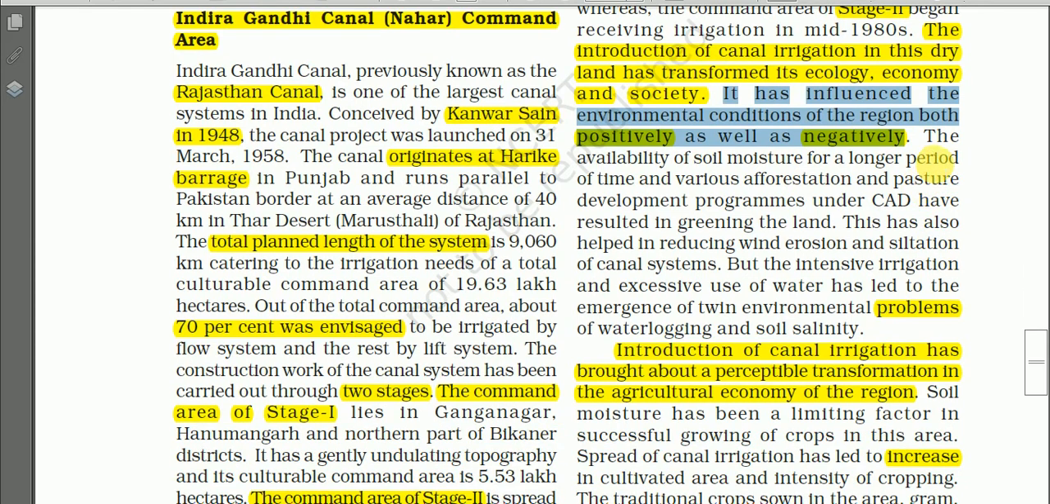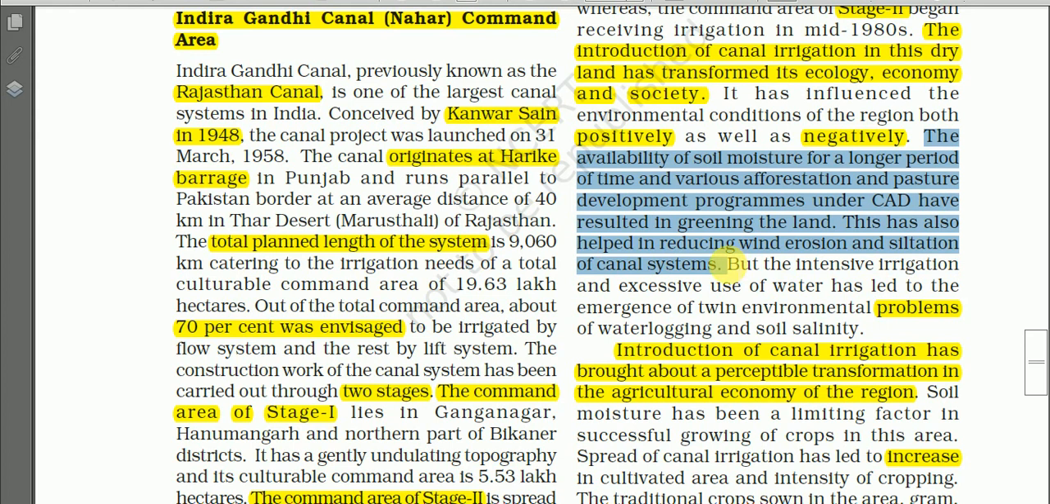And so what are these positive influences? Let us see the contributions, the good ones here: the availability of soil moisture for a longer period of time, and various afforestation and pasture development programs under command area development have resulted in greening the land. This has also helped in reducing the wind erosion and the siltation of the canal system. So this is about the contribution, about the achievement.